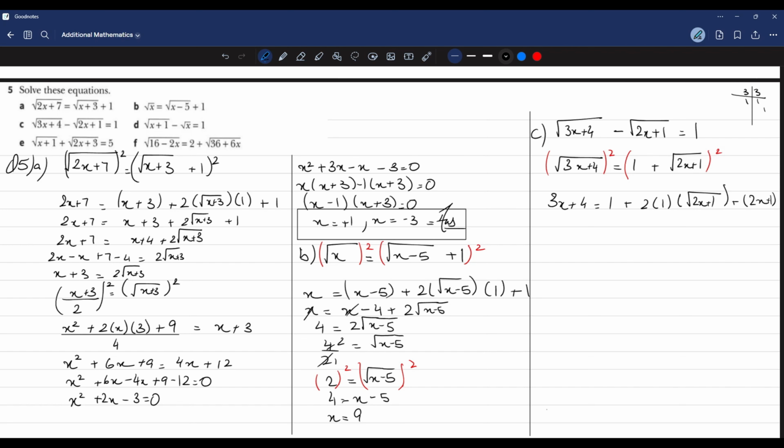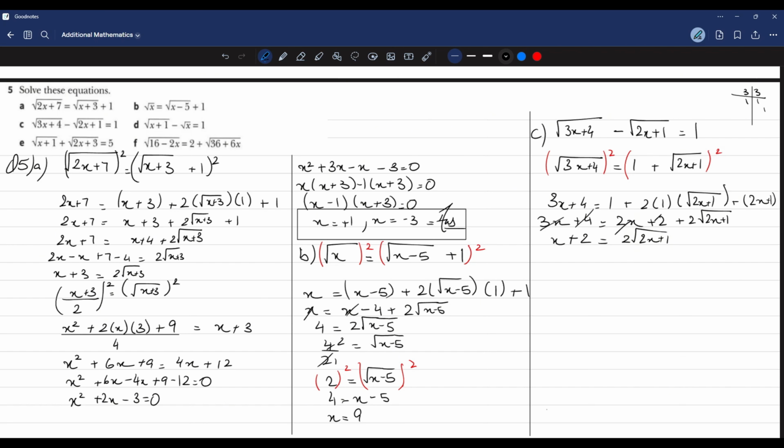Simplify this, in fact, just simplify both sides first. So 2x plus 1 is equal to 2 plus 2 under root 2x plus 1. Okay, I'll simplify this. 3x minus 2x becomes 1x, obviously. So x, and 4 minus 2 is equal to positive 2. So x plus 2 is equal to 2 under root 2x plus 1.